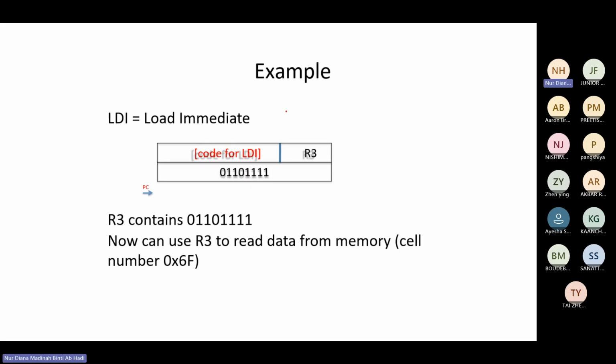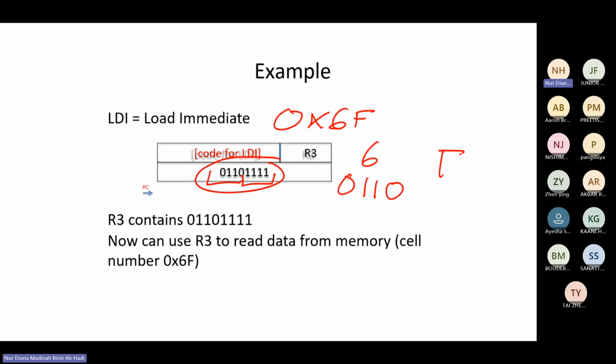So the 0x6F came from your bits here, where we need to separate them into two octets, where 6 is 0110 and F would be 1111. How do we get 1111 become F? Here you need to use the formula 8421. So you're going to get your F.